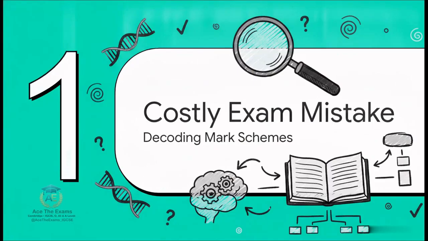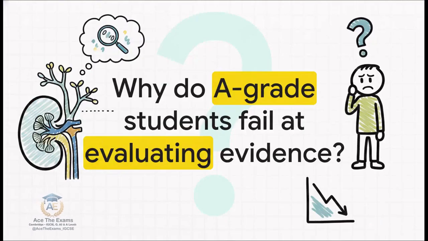Section 1, the costly exam mistake. Okay, let's dive right into this. In this explainer, we're looking at exactly what Cambridge examiners are searching for when they grade your papers. We aren't just memorizing textbook facts here, we're literally decoding the mark scheme itself. Now take a second, I want you to mentally predict why standard revision completely fails for this specific topic. Why do typically A-grade students suddenly crash when evaluating evidence and drawing conclusions about the kidney? Really think about it before I reveal the senior examiner's top warnings.